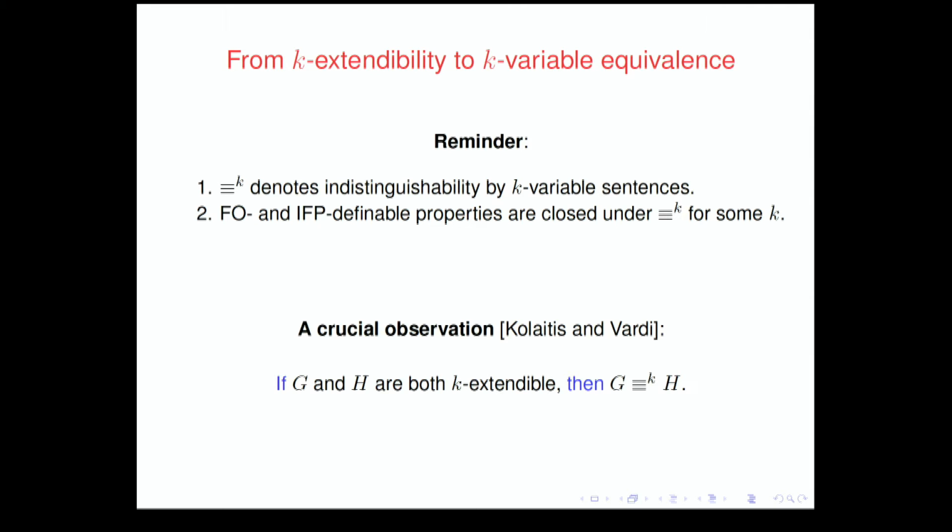Well, at any moment in the game, we have at most k pebbles on the board, right? In fact, less than k, because we're considering the case where Spoiler now puts one more pebble. And Duplicator has to reply to that, knowing that he already has a partial isomorphism between the pebbles that were before. And now he has to reply to something that Spoiler pebbled, and he has to preserve isomorphisms.